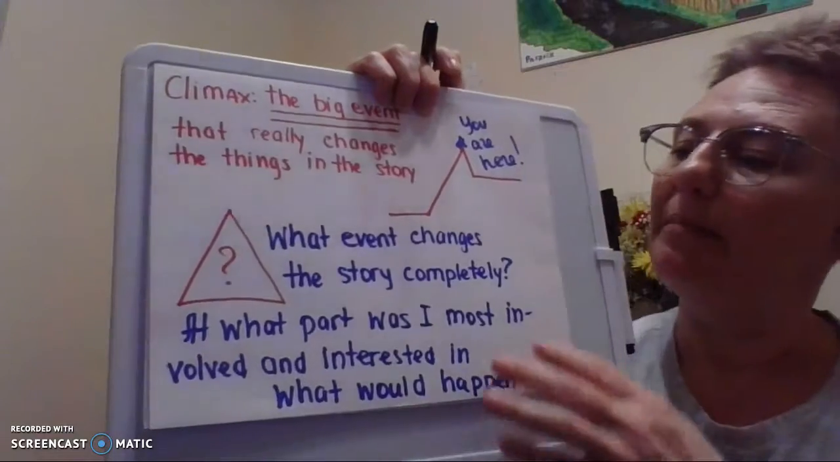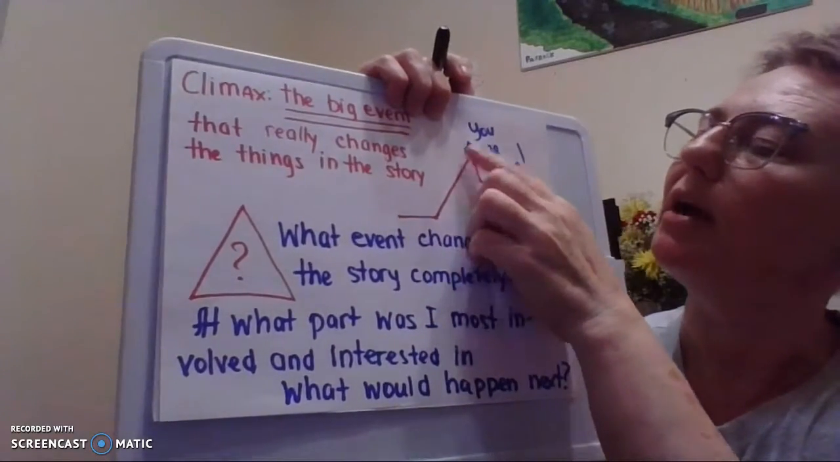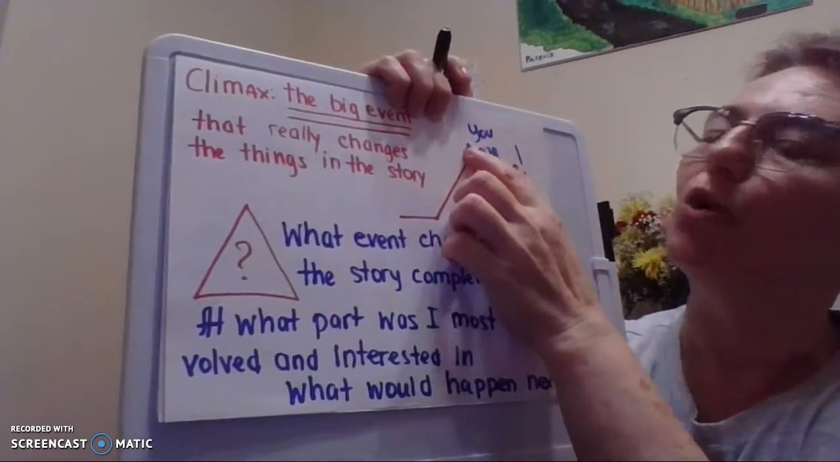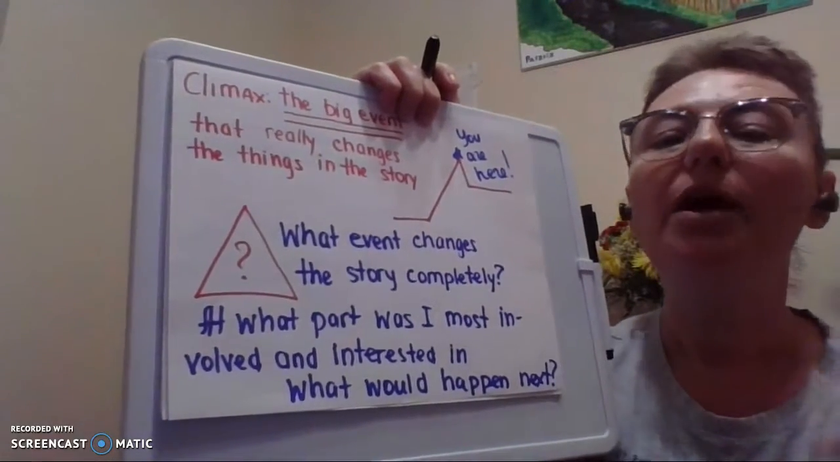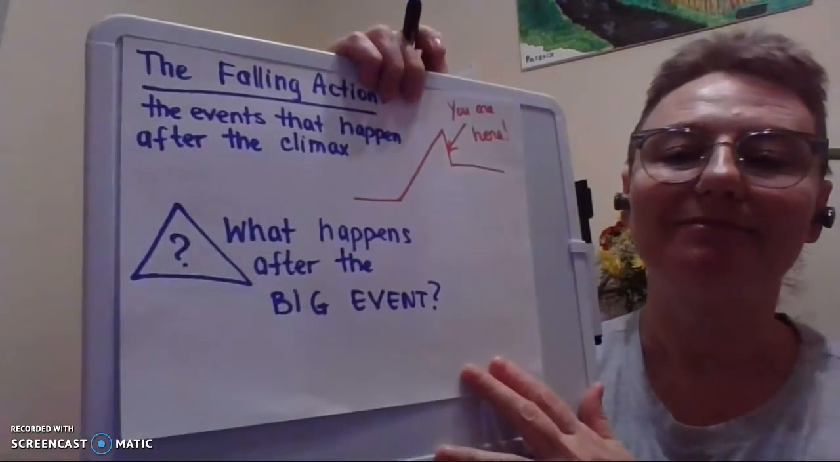Now, on the mountain, you've already walked, you've already done this training, climbing. This is your mountain top. From here, you can see everything, okay? The next part is the falling action.